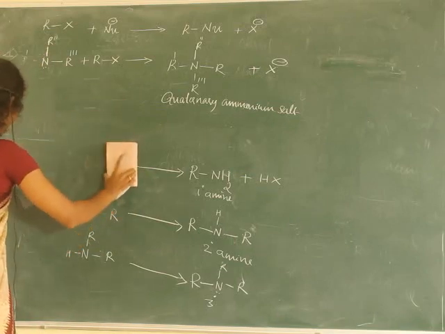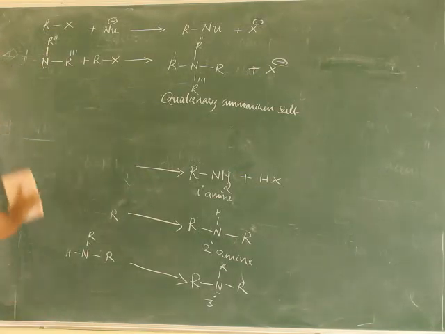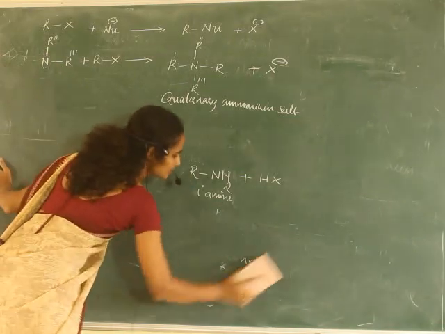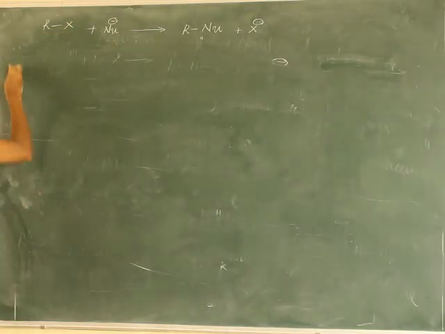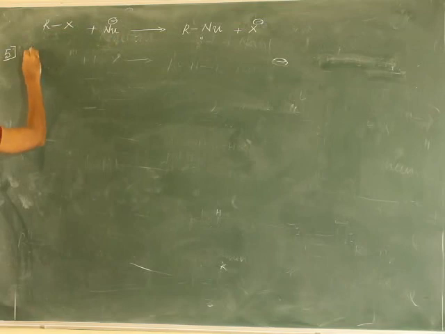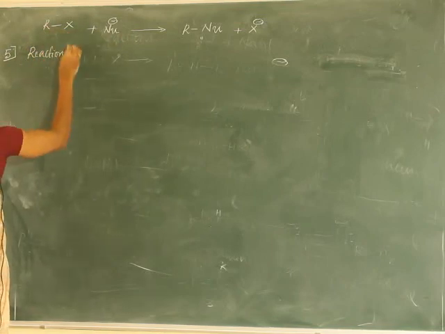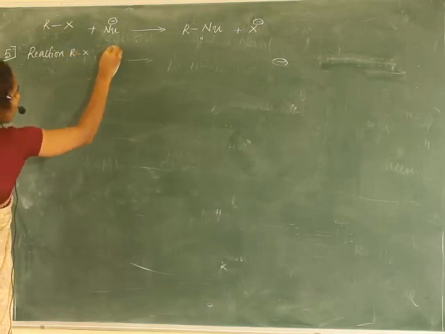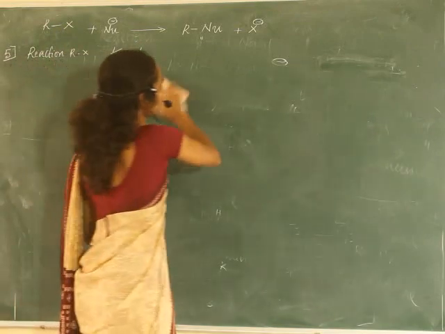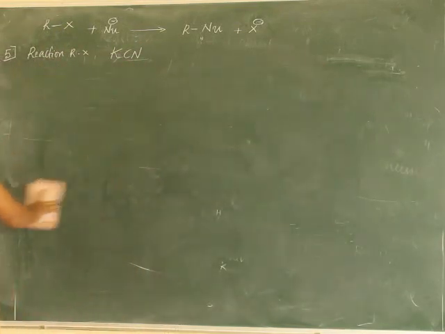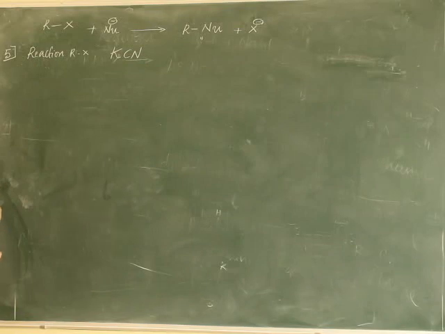Next, I think the fifth one is over, and the sixth one let us discuss. The fifth one is reaction of alkyl halide with alcoholic potassium cyanide. Okay, important concept. It is reaction with potassium cyanide or alcoholic potassium cyanide.